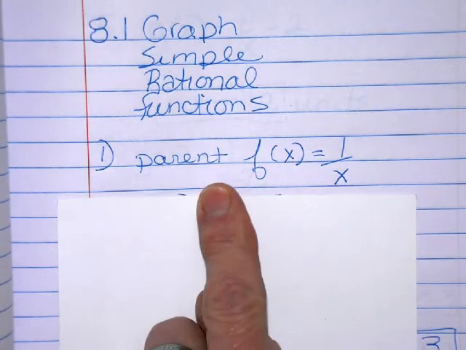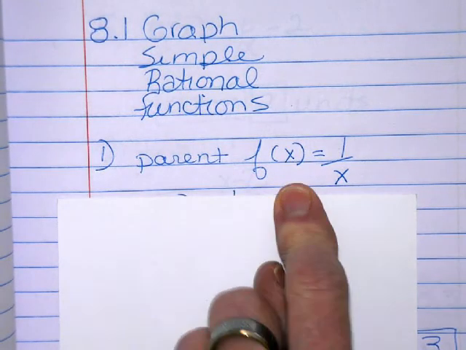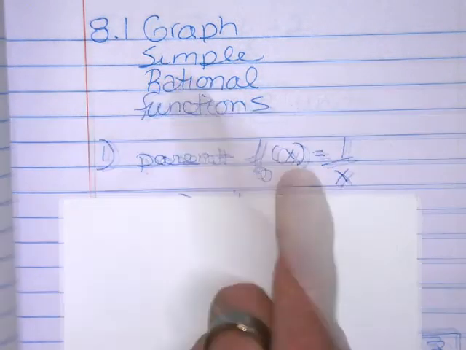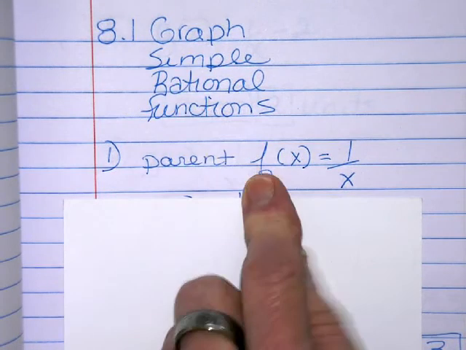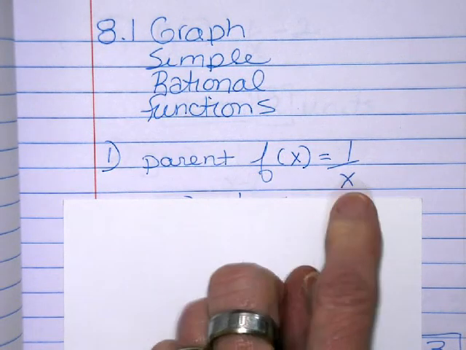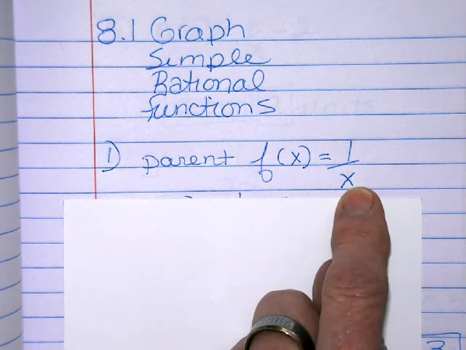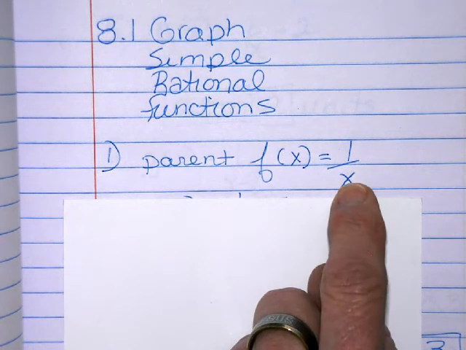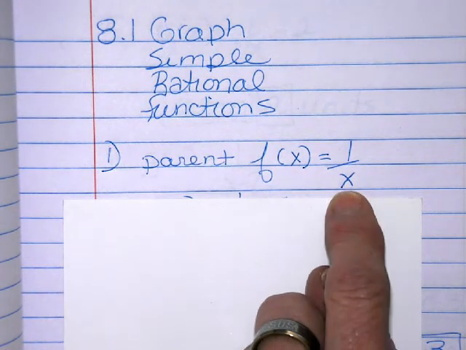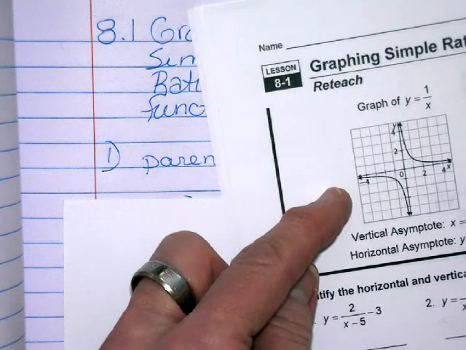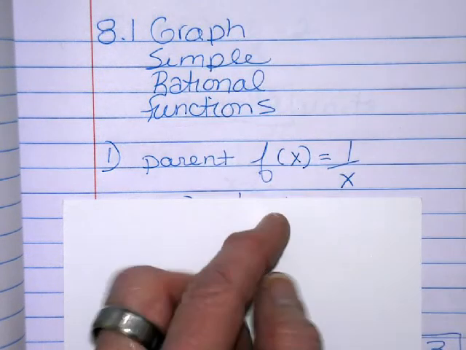So they start off all the examples with this as the parent function. That is a rational function. And that's what we learned yesterday. When you see this equation, you get the curves that we have at the top of our notes. This function makes that picture. Okay?